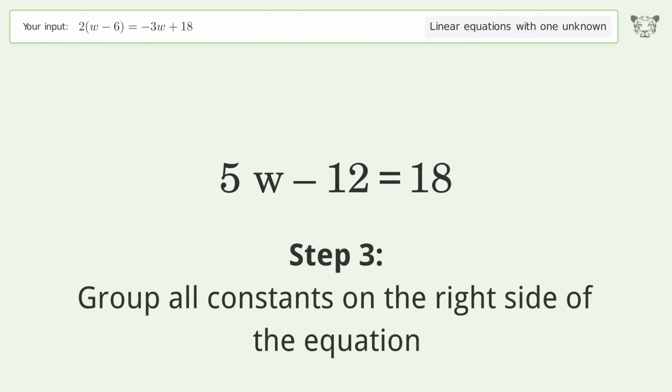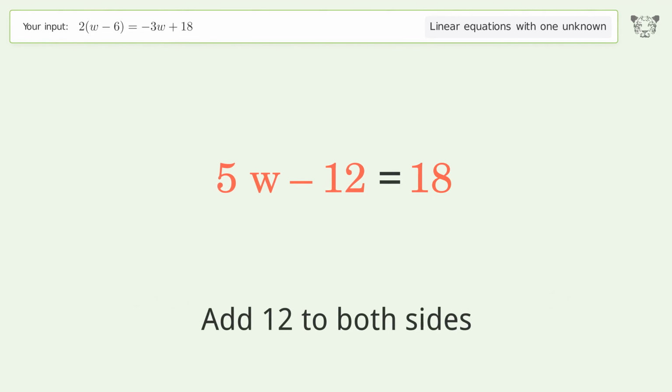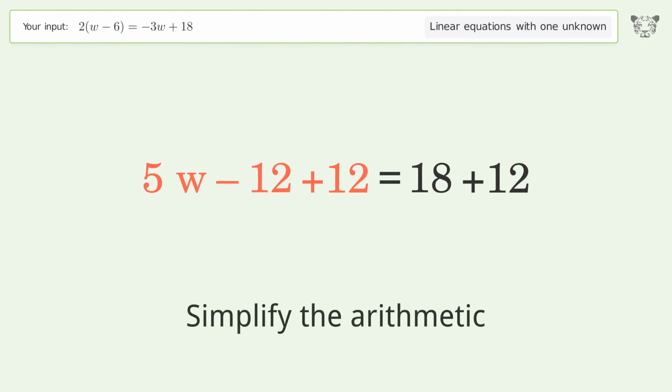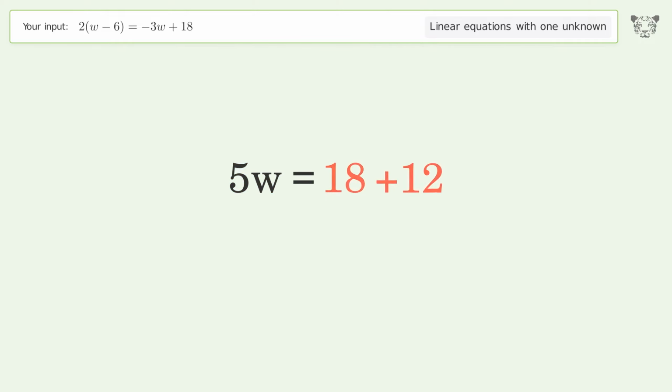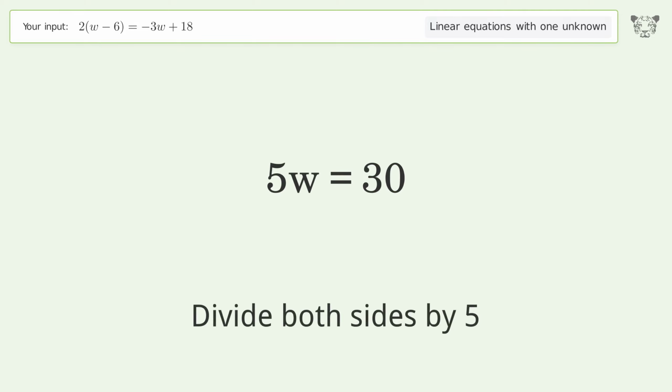Group all constants on the right side of the equation. Add 12 to both sides. Simplify the arithmetic. Isolate the w. Divide both sides by 5.